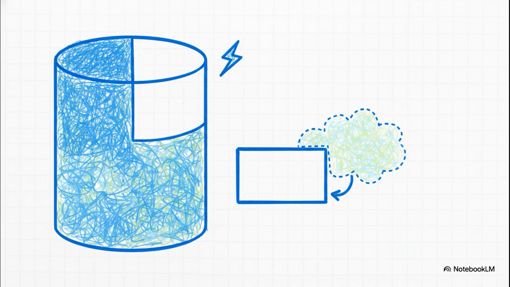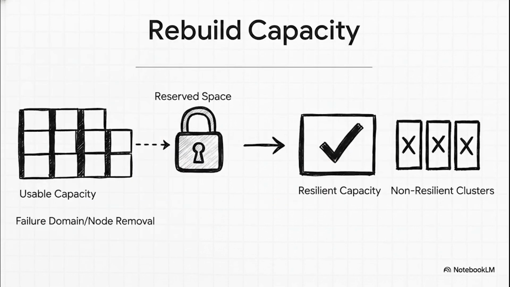You have to budget an extra 10% or more on top of that for data that hasn't been garbage collected yet. Background tasks need room to breathe, right? And looking at rebuild capacity, the mechanics are actually brilliant.